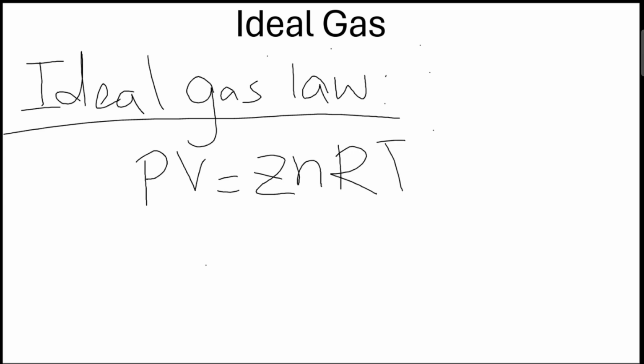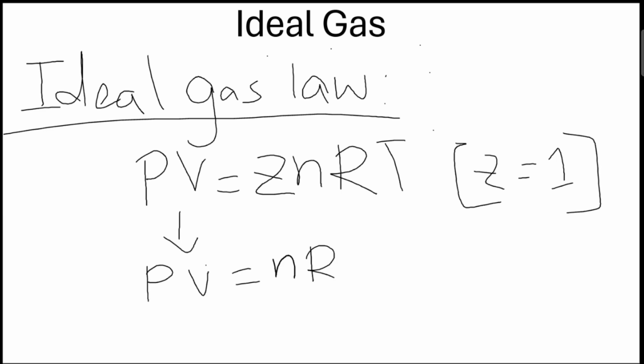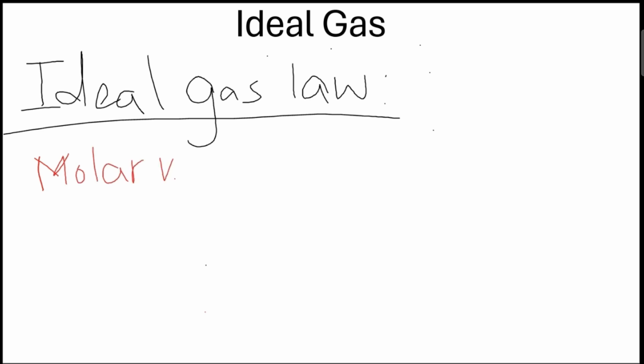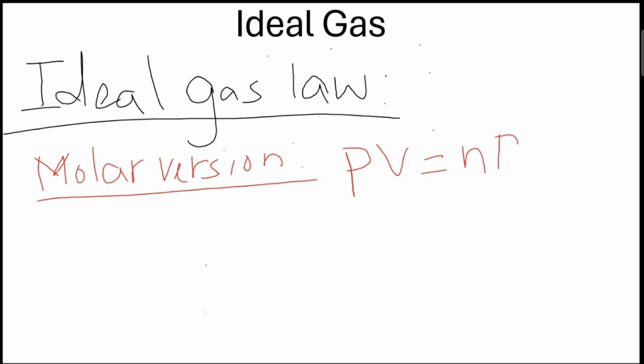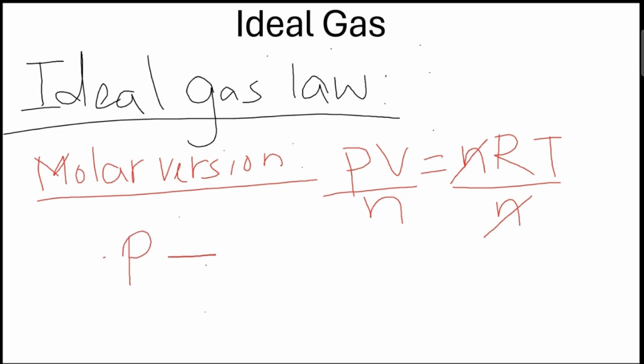This law states that PV is equal to ZnRT. But the compressibility factor Z is equal to 1 for ideal gas. Now let's have a look at the molar version of this one. If we divide both sides by the number of moles, then we get PVm equals RT. Vm represents molar volume.